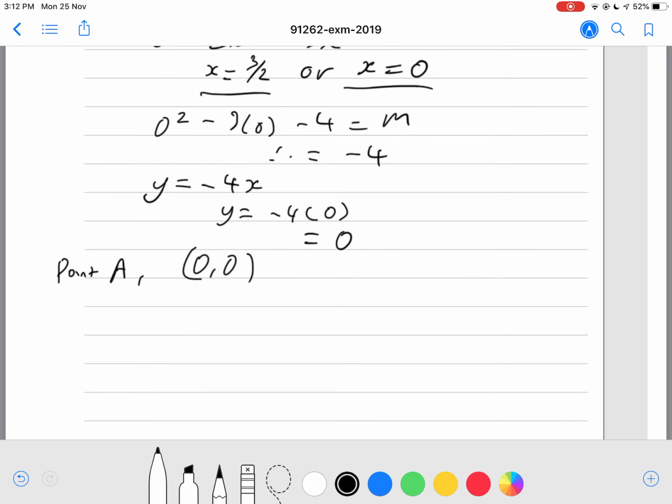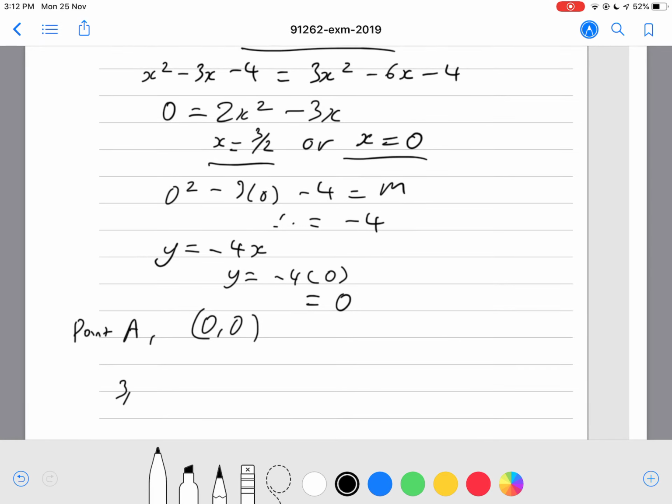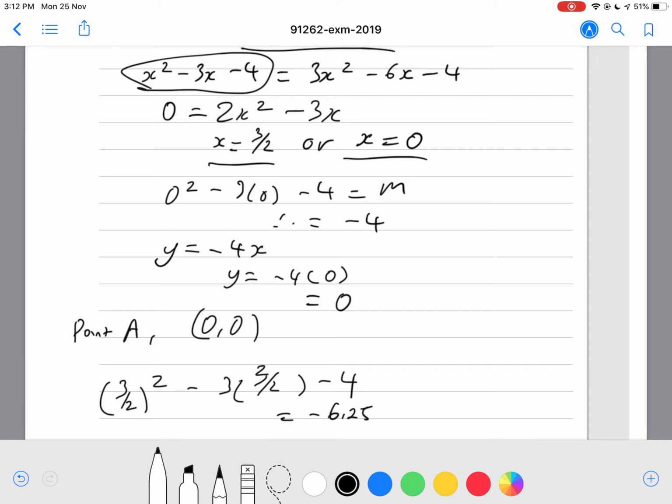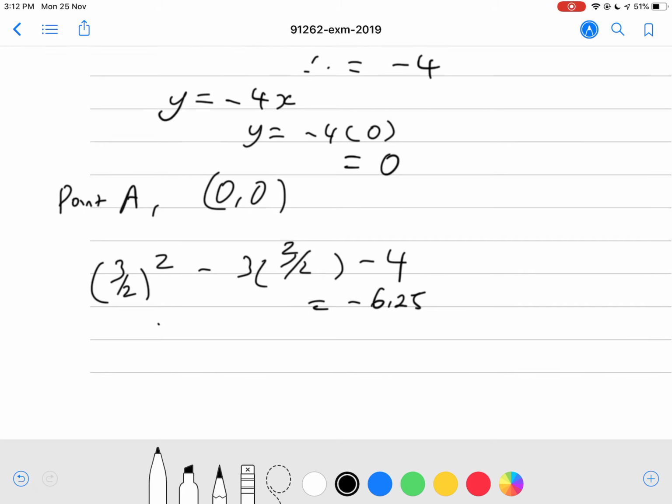Alright, so for our other x value, 3 over 2, we're going to substitute and find our gradient. For example, 3 over 2 squared minus 3 times 3 over 2 minus 4. I'm just using this equation again. So it's just 3 over 2 squared minus 3 times 1.5 minus 4. You should get your answer as -6.25. So that's our gradient, and therefore that is also our equation of our tangent.